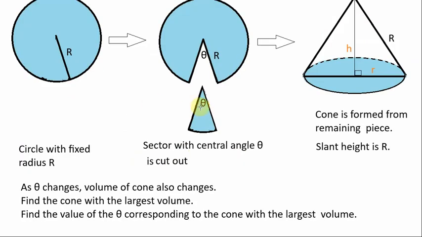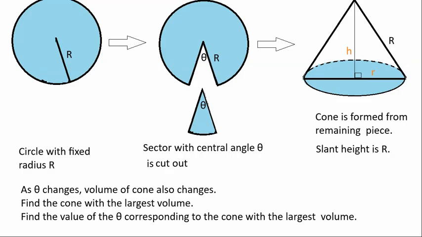Once again, as theta changes, the volume of the cone also changes. And so we want to find the cone with the largest volume and then find the value of theta corresponding to the cone with the largest volume.